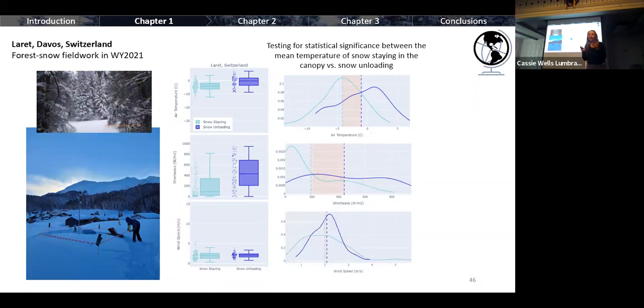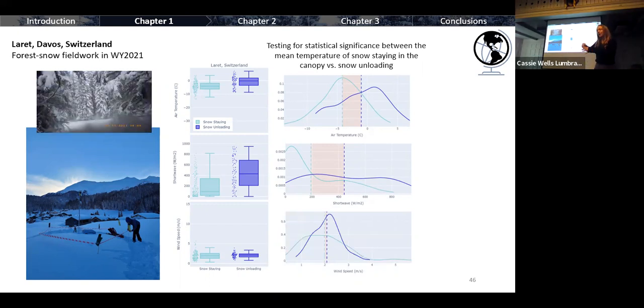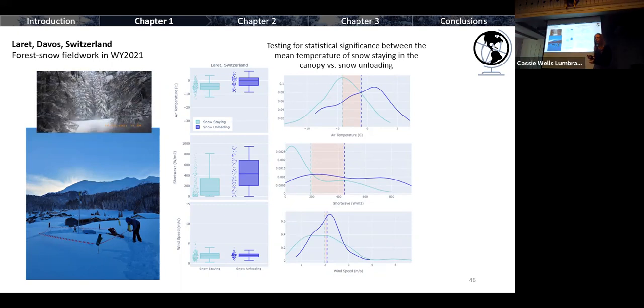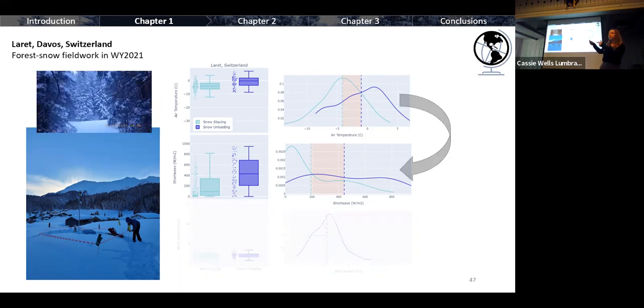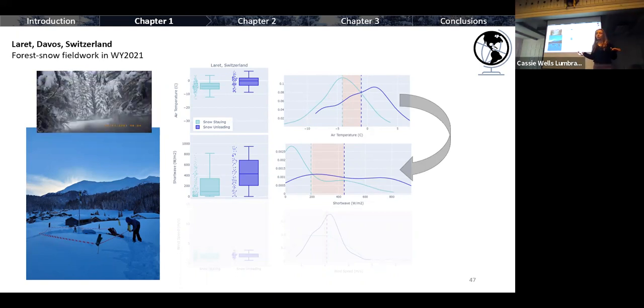However, for wind speed at this site, there was not a large difference in the means. And this is a really protected site, not strong wind speeds there. We never experienced that standing out in the field. So that made sense to us. And so what is really helpful here is that we can actually look at the relationship between air temperature and shortwave without the interactions of wind speed at this site.